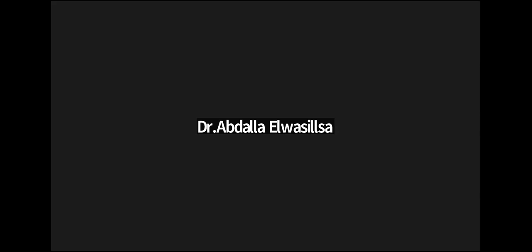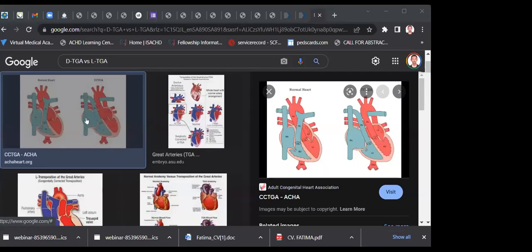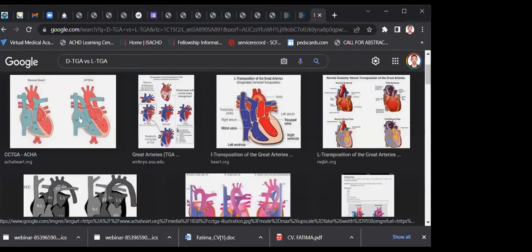So don't confuse yourself between DTGA and LTGA. If it mentions TGA, that means it's DTGA. But if it mentions CCTGA, this is LTGA, which is congenitally corrected TGA. That means physiologically corrected, because the oxygenated blood goes from the left atrium to the right ventricle to the aorta.